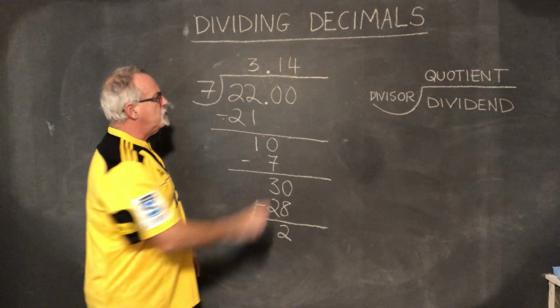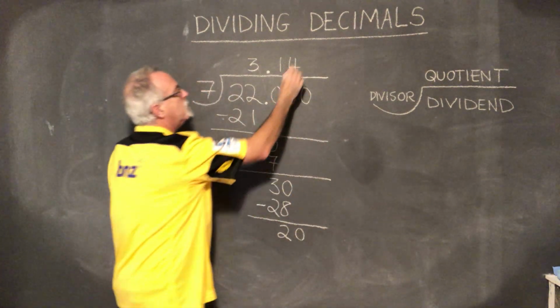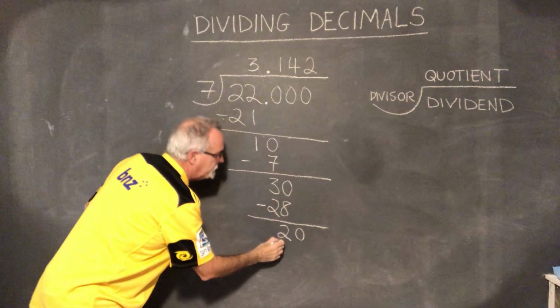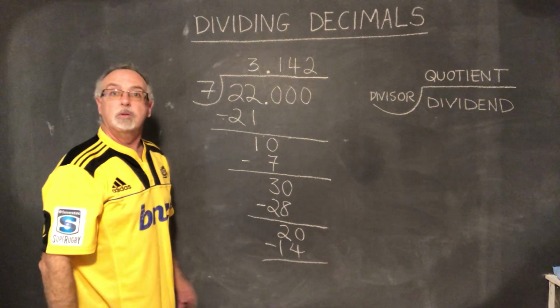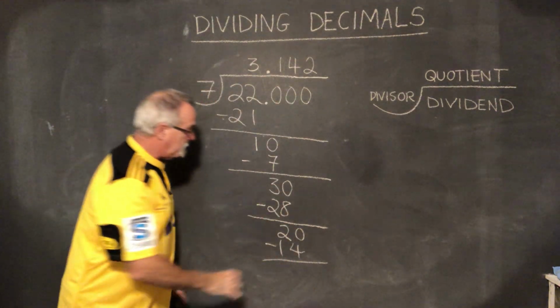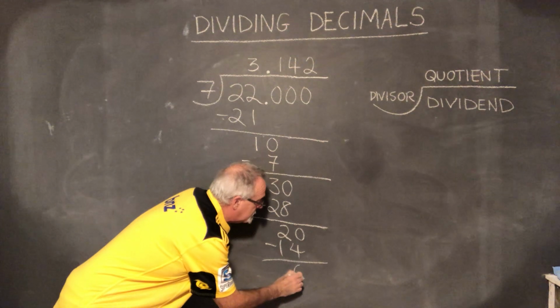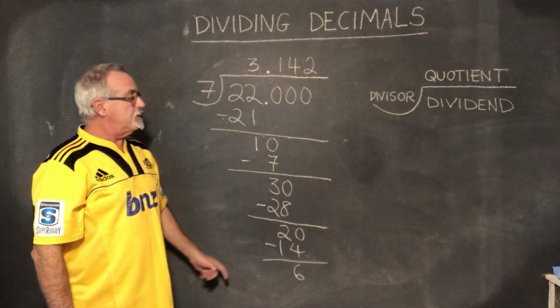Okay, 2 doesn't work. I need a 0. 7 fits into 20 only twice. 2 times 7 is 14. I think what I'm going to do is I'm going to let the fact that I'm going off of the screen of the video tell me when to stop. 20 minus 14 is 6. 7 doesn't fit perfectly into 6, so it will keep on happening.